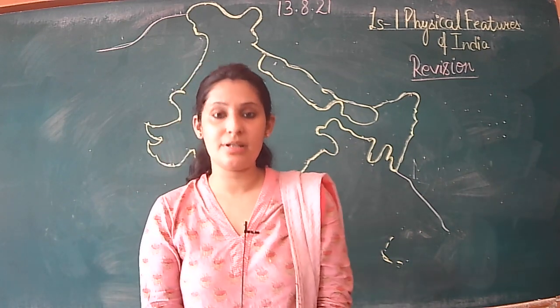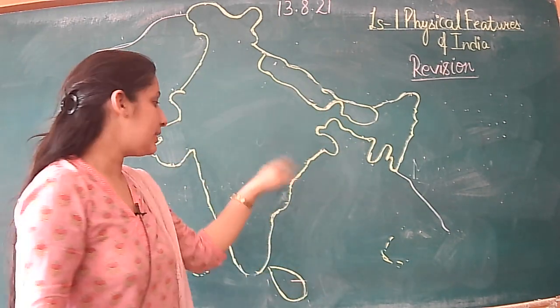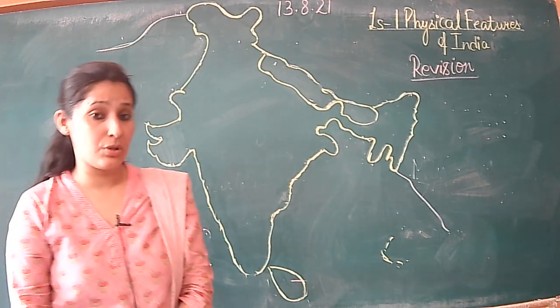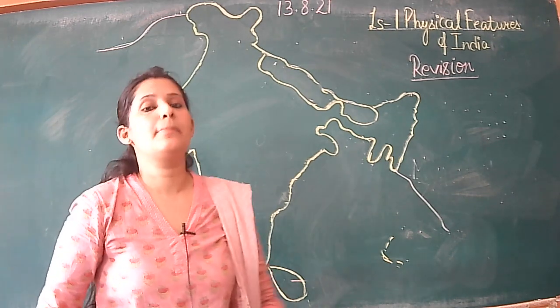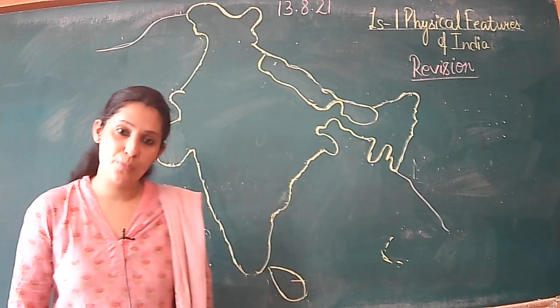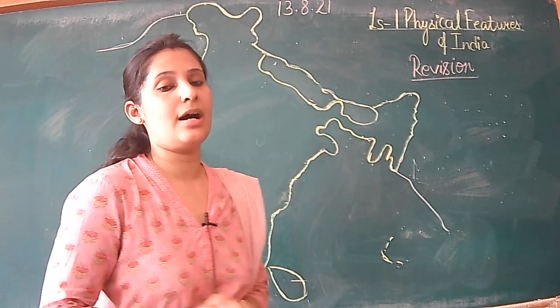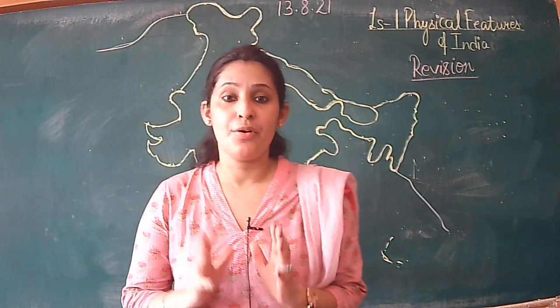Today we will revise chapter number 1, the physical features of India, with the help of a map of India, and we will also label all the neighboring countries of India along with the islands and the water bodies. So let's begin. First of all, as you know, we are the 7th largest country of the world.